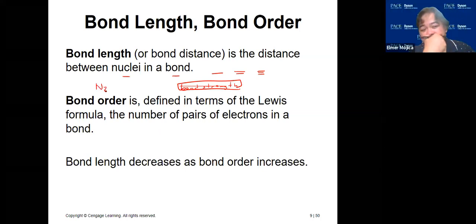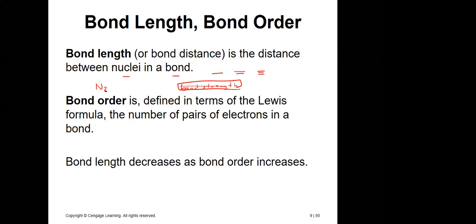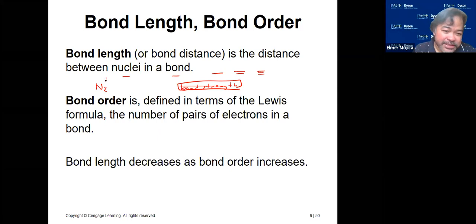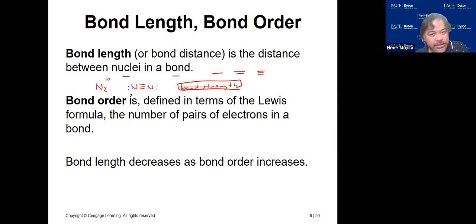How are you going to write the Lewis structure of nitrogen? Anyone? How many valence electrons does nitrogen have? Five. So if you have two, that means you have 10 electrons to play around. So what's the only possible Lewis structure with 10 electrons? It's just this one, right? Now, what can we say about nitrogen? It's the most abundant gas in the atmosphere.